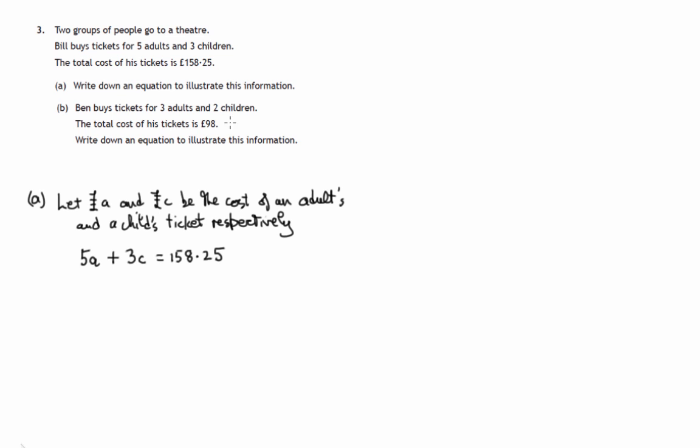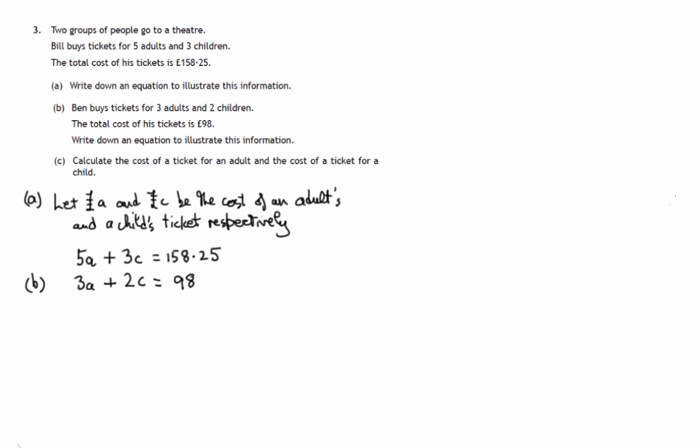So part B, another group goes. There's 3 adults this time, 2 children. We do a similar exercise as we did in the first place. There's 3 lots of A pounds being spent on the adults and 2 lots of C pounds being spent on the children, coming to a grand total of £98. Final part, we're asked to calculate the cost of an adult ticket and a child's ticket.